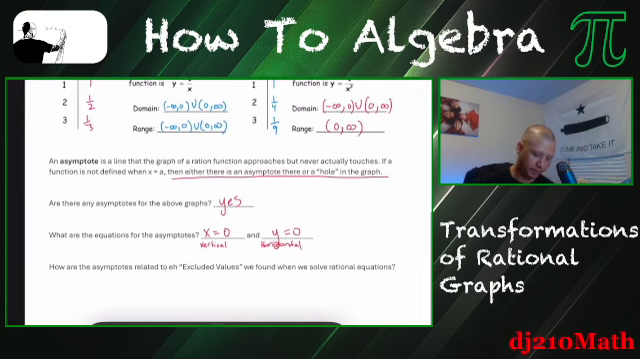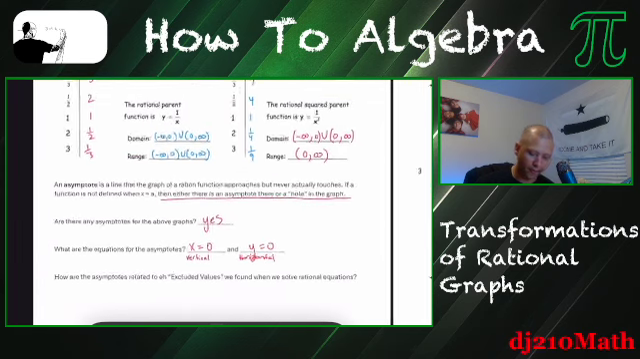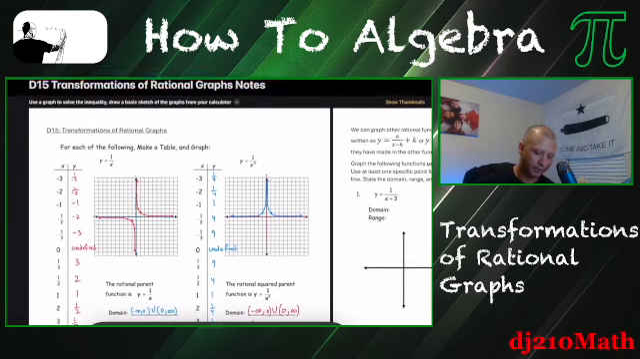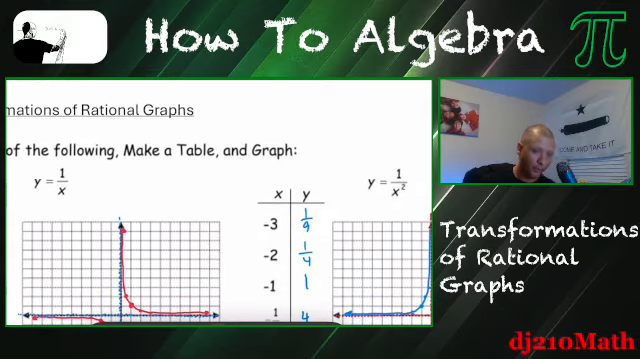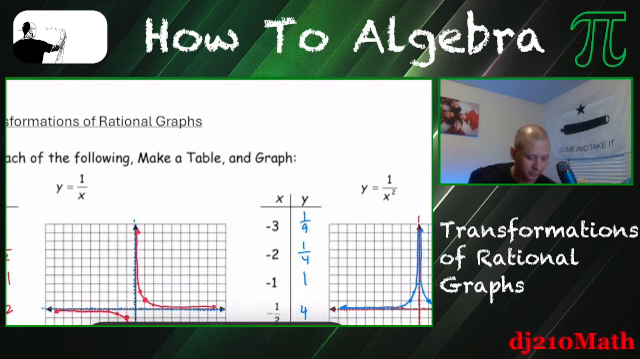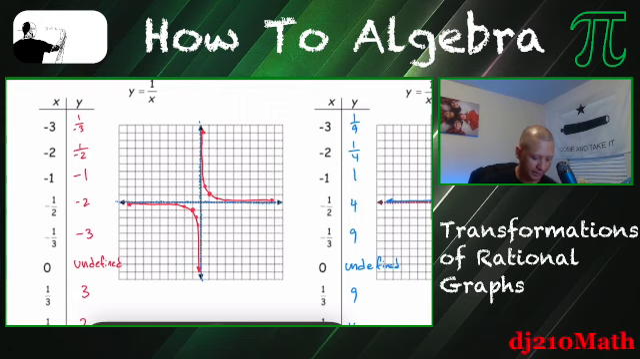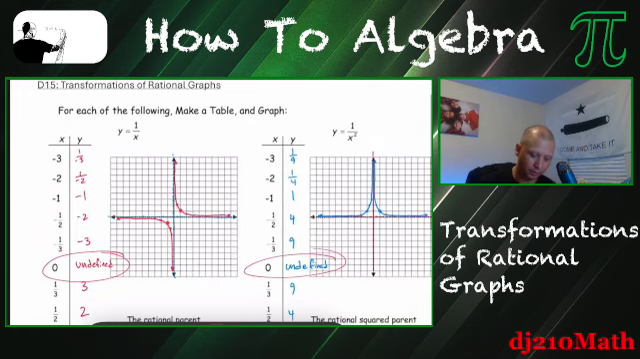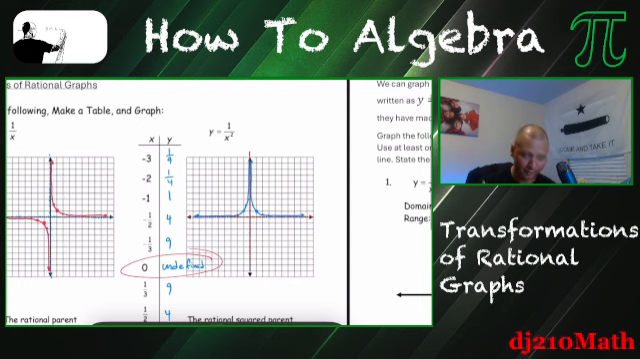How are the asymptotes related to the excluded values we found when we solved rational equations? If you think about it, when we did rational equations, we looked to see when the denominator is 0. When the denominator is 0, we exclude those values because you can't have division by 0. And that's exactly what we did here. When you have division by 0, there's no definition. There's no y value. It doesn't exist. It's undefined. That's why there's an asymptote there.